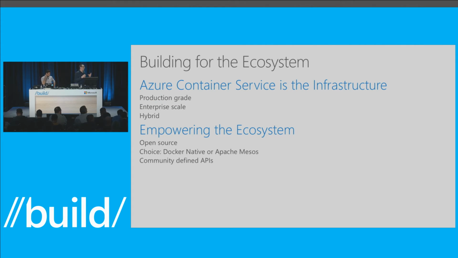The reason that we're focusing entirely on the open source technologies and the community-defined APIs, and why we're working within those communities and partnering within those communities, is because we want to make sure that we enable the ecosystem here. We want to make sure that you can run the workloads you need to run. There's a lot of innovation going on in this space. There's a lot of activity in this space, and we don't want to close off any particular avenue if we can avoid doing so. We want to make sure that we enable people to really move quickly on top of Azure Container Service. So we're focusing on providing a production-grade, enterprise scale, and hybrid Azure environment for running container workloads.